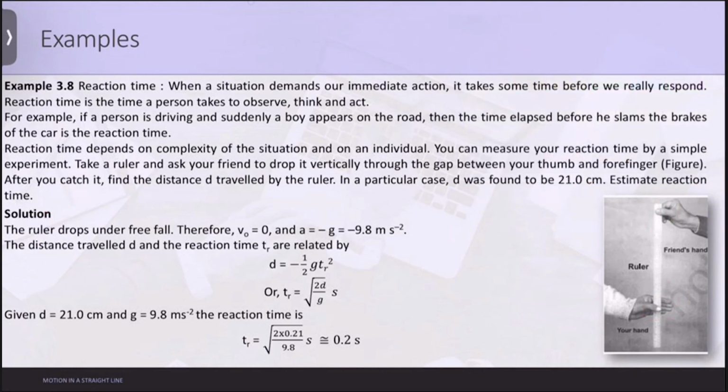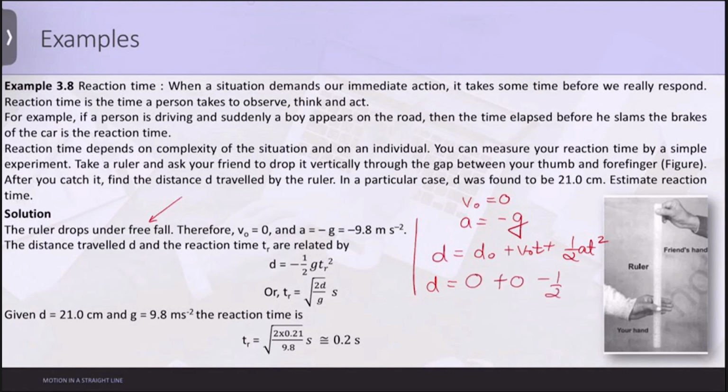So let us see. The ruler drops in free fall. That was a basic consideration we can observe from the given data. Here again, the initial velocity is 0, which is v naught is 0. A is nothing but minus g, quite evident. So let us use the simple relation, d is equal to d naught plus v naught t plus half at square. So d is nothing but initial displacement 0 plus 0 minus half g t square.